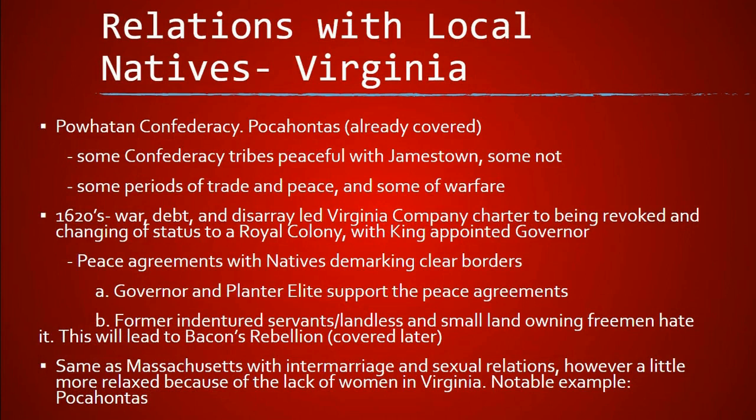Moving on to relations with the local natives. In Virginia, we already discussed the Powhatan Confederacy and their origin. However, Chief Powhatan lost some control, and his brother was far more hostile to the English settlers. There were periods of trade and peace, and also warfare.